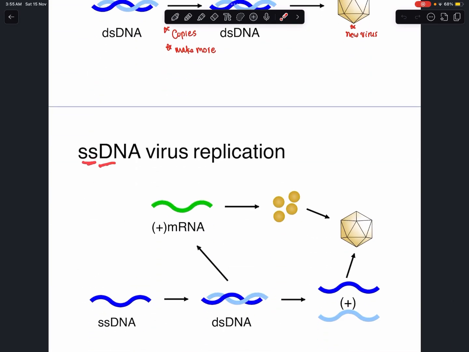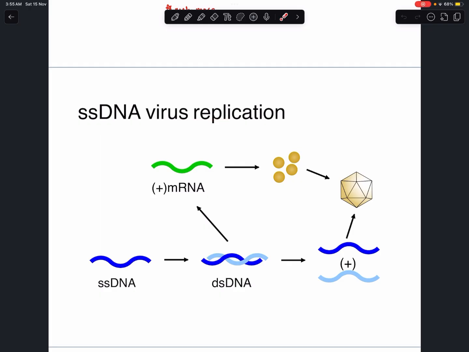For single-stranded DNA, we should make another strand. We should make it double-stranded DNA. One strand should be used to make more copies. So this new one, this light blue color, should be used to make more of the dark blue color. This is like the template which we'll be using to make more of the blue one. And now the dark blue will get into the virus.